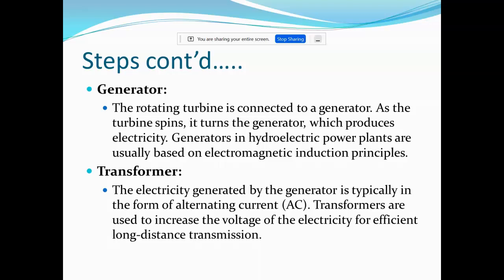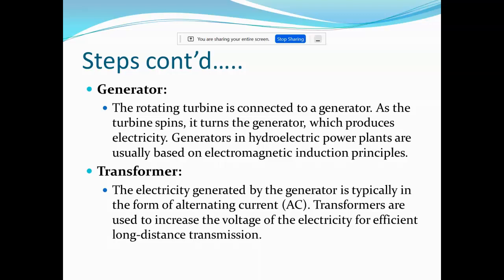Then we have the steps. The next step is the generator. The rotating turbine is connected to the generator. As the turbine spins, it turns the generator, which produces electricity. Generators in hydroelectric power plants are usually based on electromagnetic induction principles.